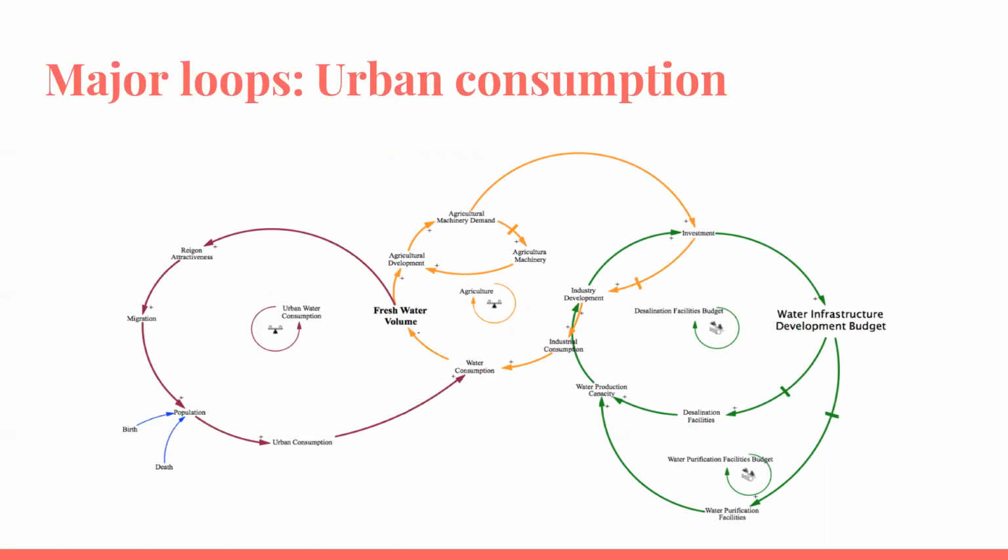As the last major loop, we have urban consumption. More fresh water will bring more attraction to the region. And when the region is more attractive, it can absorb people from other cities, and the migration to the area will be higher, and population will increase, so urban consumption will increase too.